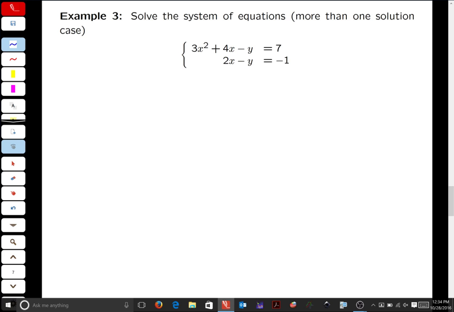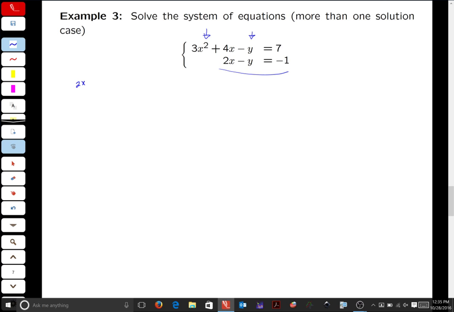Okay, so now let's look at this one. Solve the system of equations. This one's going to have more than one solution to it. How do I know that? I have an x squared. Yeah. So I'm going to take the second equation because it's the simple one. And I'm going to solve the simple one for the variable that is not squared here, which means I'm going to solve it for y.